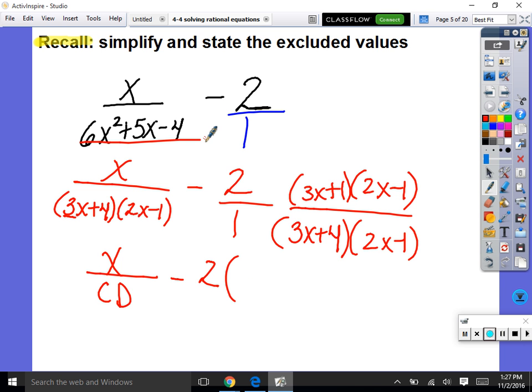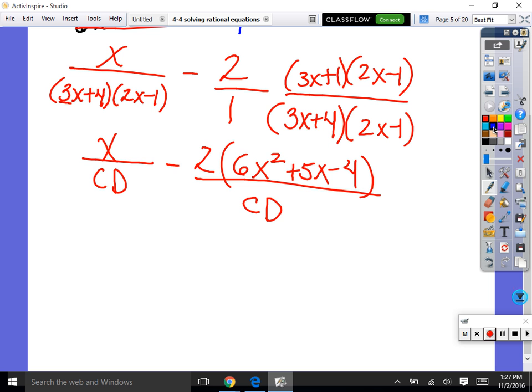So let's do negative 2 times that, because that's already multiplied out for us. 6x squared plus 5x minus 4. Does everybody understand? And that's all over the common denominator. So you've got to distribute that negative 2 through. Remember, with addition, we're trying to combine the top, but you can't do that until you distribute.